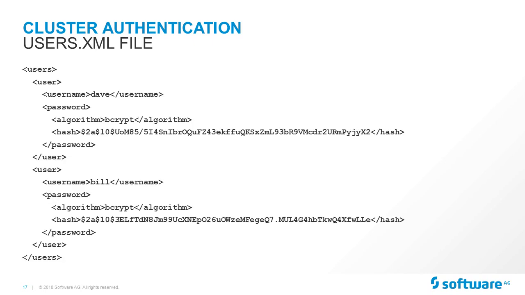Here you can see that we've got two different users, Dave and Bill. And you can see that we've used a bcrypt algorithm to generate our password hashes. You can see that the password hash in there starts with $2a, $10, and then quite a long sequence of other characters that specify the hash.